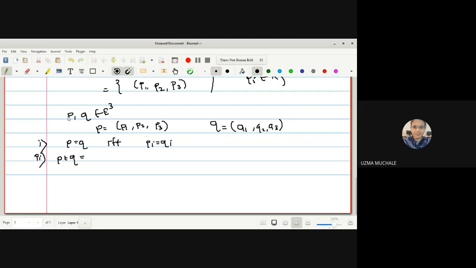Next one, how to add these two points P and Q, whichever we have considered? We have to add them coordinate-wise, right? P1 plus Q1, next is P2 plus Q2, next is P3 plus Q3. Is it correct? Yes, ma'am. Okay, let us go for the third one.